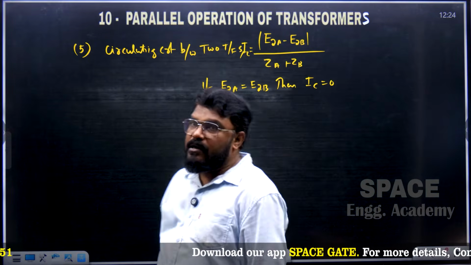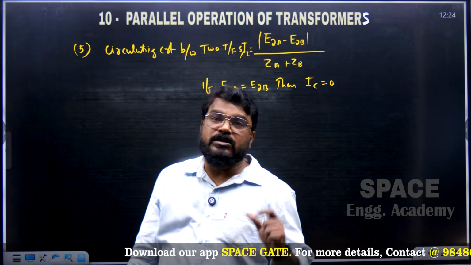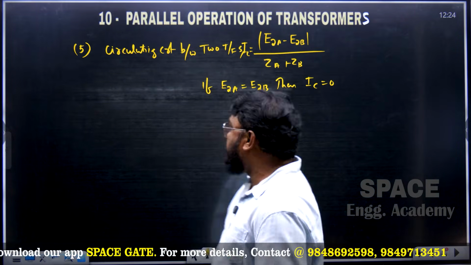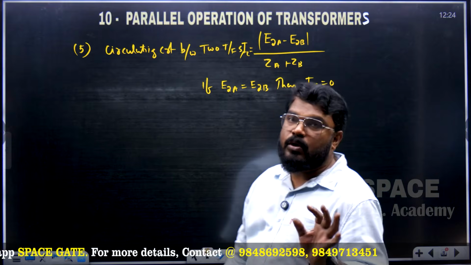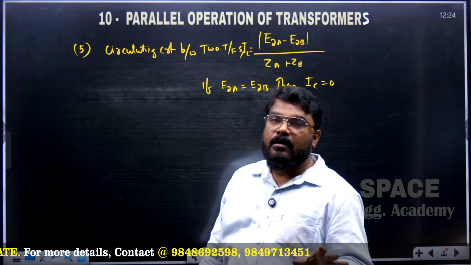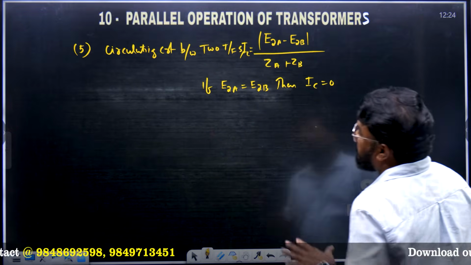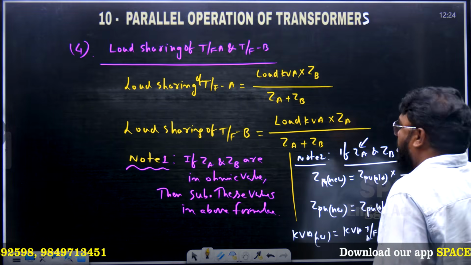So if E2A is not equal to E2B, there is a possibility of circulating current. అందుకని వన్ ఆఫ్ ద డిజైరబుల్ ప్రాపర్టీ ఏంటంటే వోల్టేజ్ రేటింగ్ ఆఫ్ ద టూ ట్రాన్స్ఫార్మర్స్ షుడ్ బి ఈక్వల్ టు కనెక్ట్ ద ట్రాన్స్ఫార్మర్స్ ఇన్ ప్యారలల్. సో ఇలాంటి క్వశ్చన్స్ అడిగే ఛాన్సెస్ అనేది ఉంటాయి.